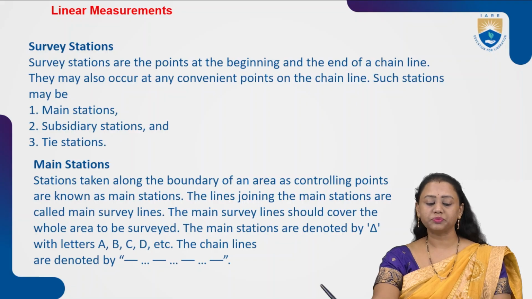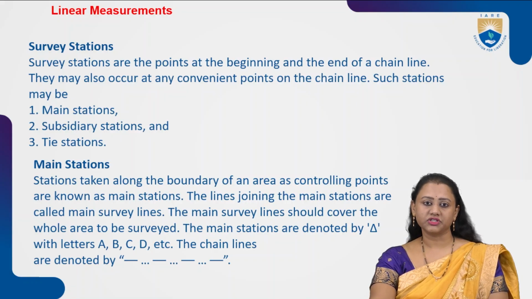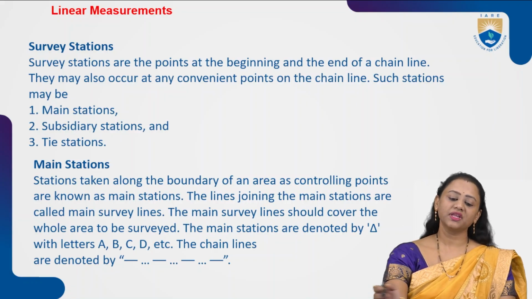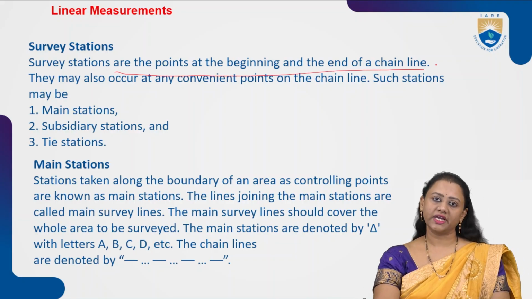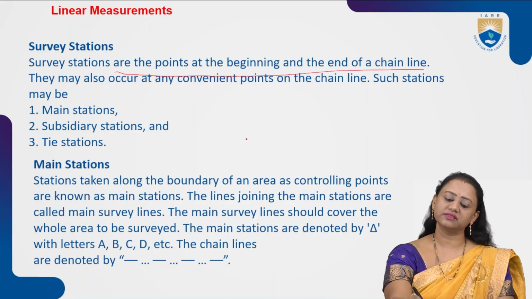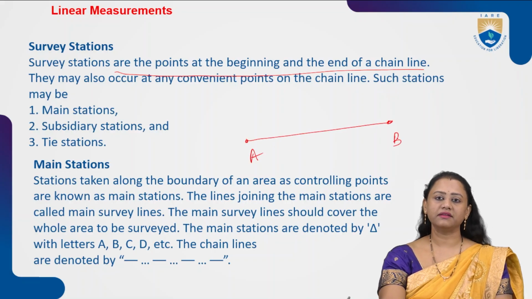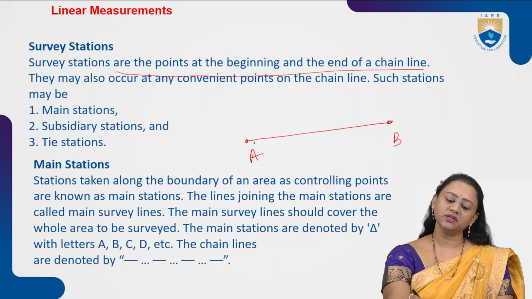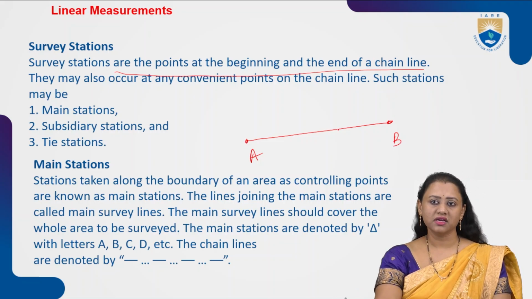In linear measurements, the first topic that we need to understand is what is a survey station. A survey station, as defined here, is a point at the beginning and the end of a chain line. For example, this is a chain line. There are 2 stations at the beginning and at the end. The first point is A and the next point is B. These points are known as survey stations.